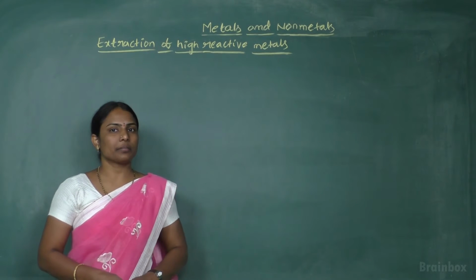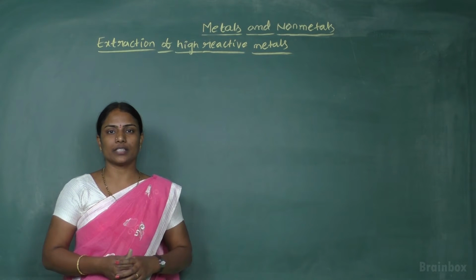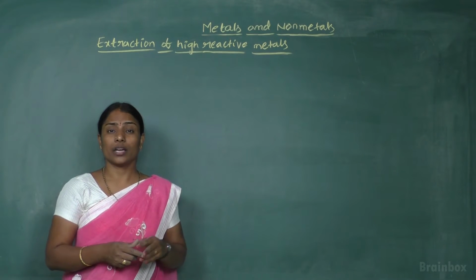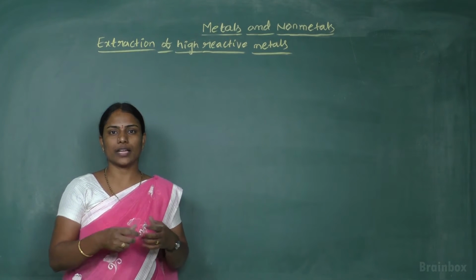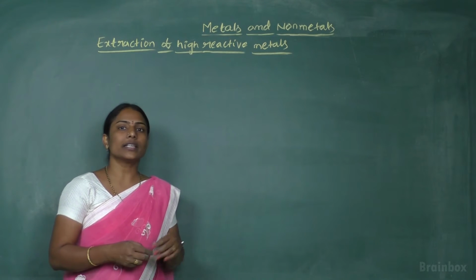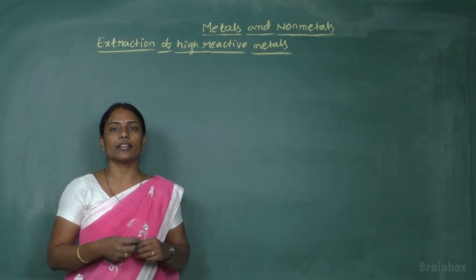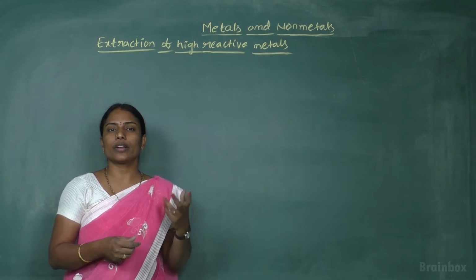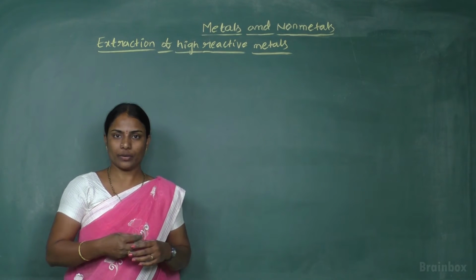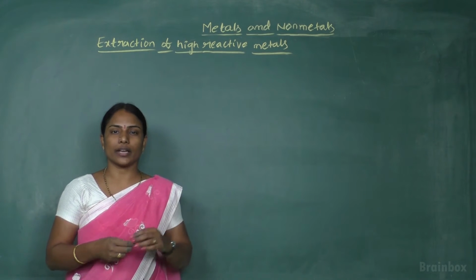Welcome to Brainbox. In the present session, we are going to discuss the extraction of highly reactive metals. In the previous sessions, we clearly discussed how to extract very less reactive metals like copper, silver, gold, platinum, mercury. Similarly, in the next session, we even discussed moderately reactive metals. What are these moderately reactive metals? Metals like zinc, iron, etc. And now in the present session, we are going to discuss highly reactive metals.